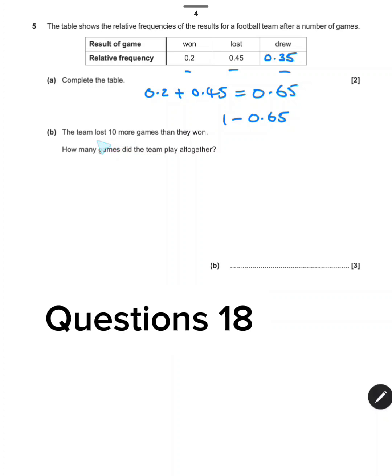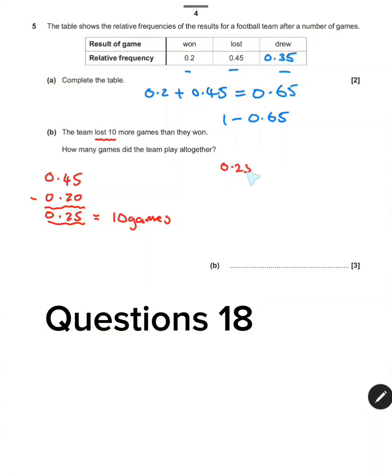0.35. Part B says the team lost 10 more games than they won. So I'm looking at the difference between lost and won. So if we just look at these relative frequencies and look at the difference between those, 0.45 take away 0.2 is 0.25. That 0.25 represents 10 games, because that's the difference between how many they lost and how many they won in terms of relative frequencies. What we can do is use that to figure out how many games they played altogether.